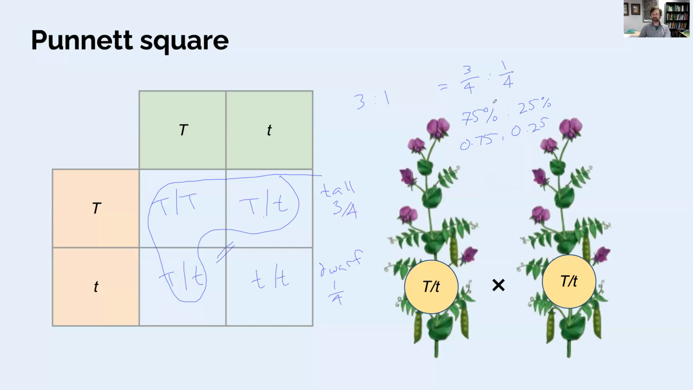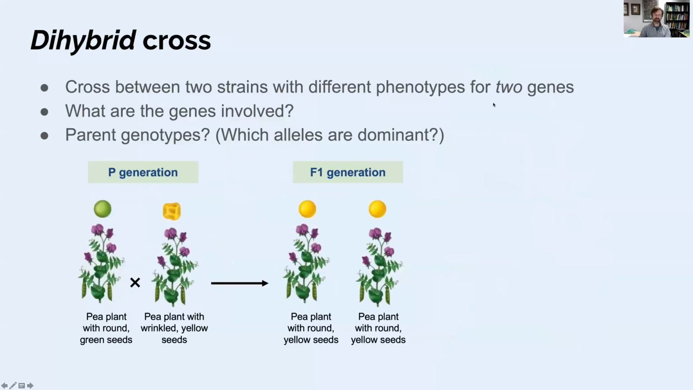Okay, so this is the result of a monohybrid cross. And for genes that behave as Mendelian genes, this is the outcome that you can expect pretty reliably from one of these crosses. So, completely dominant genes. All right, let's complicate it up a little bit and do a dihybrid cross.